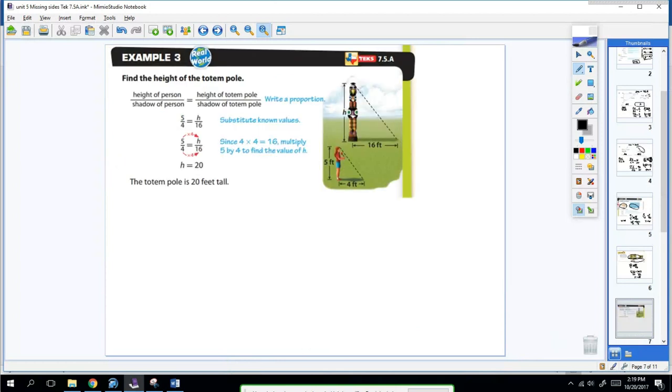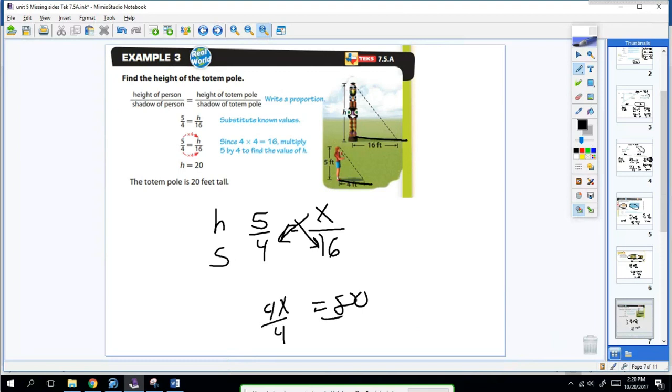Okay, let's go into another example. Example 3. So it says find the height of the totem pole. Well, what you can do is actually literally the same thing we're doing. So I have this person. The height is 5'4". So then I don't know the height of the totem pole, but I do know that the person's shadow is 4, and I do know the totem pole shadow is 16. So this is my height and this is my shadow. So they have to line up again. So we're going to cross multiply. You can do 5 times 16, which comes out to 80. And then 4 times x, which is just 4x. So then you divide by 4, and x equals 20.